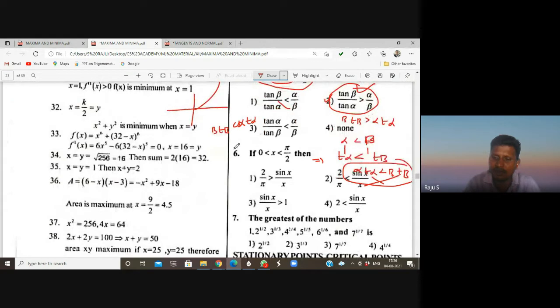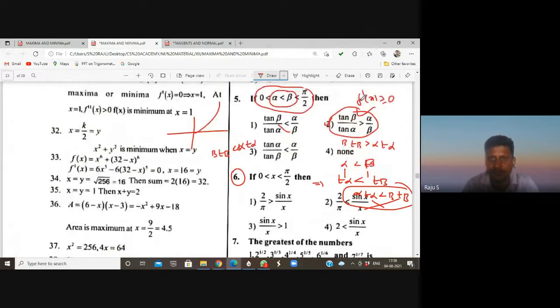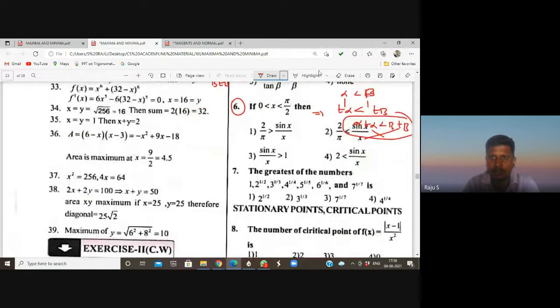Okay, students. And question number 6. Is this clear? Very simple. By taking any angle, like you can take beta value as 60 and alpha value as 30, then you can verify the options. You'll get the answer. Now question number 6.